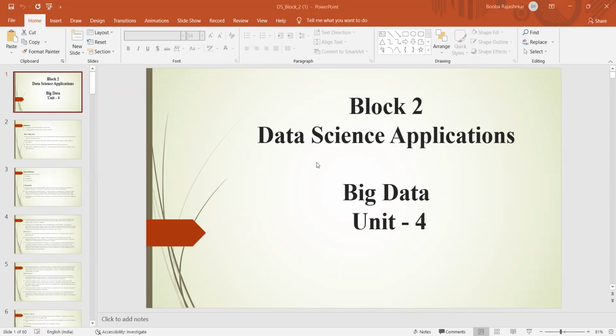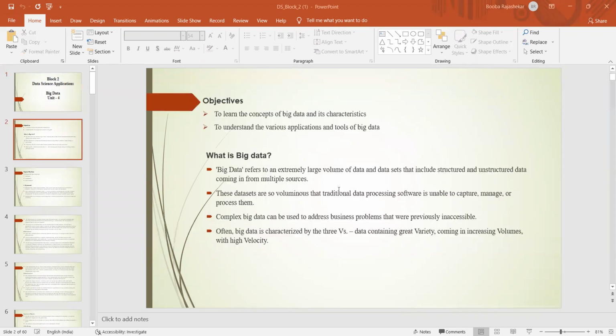Data science applications. One kind of data science application is big data. So what is big data and what are the objectives in big data? The objective is to learn the concept of big data and its characteristics, to understand the various applications and the tools of big data. If we are using big data, we can use the tools. What tools are available, and how can we use the applications based on big data? So first of all, I will talk about what big data is.